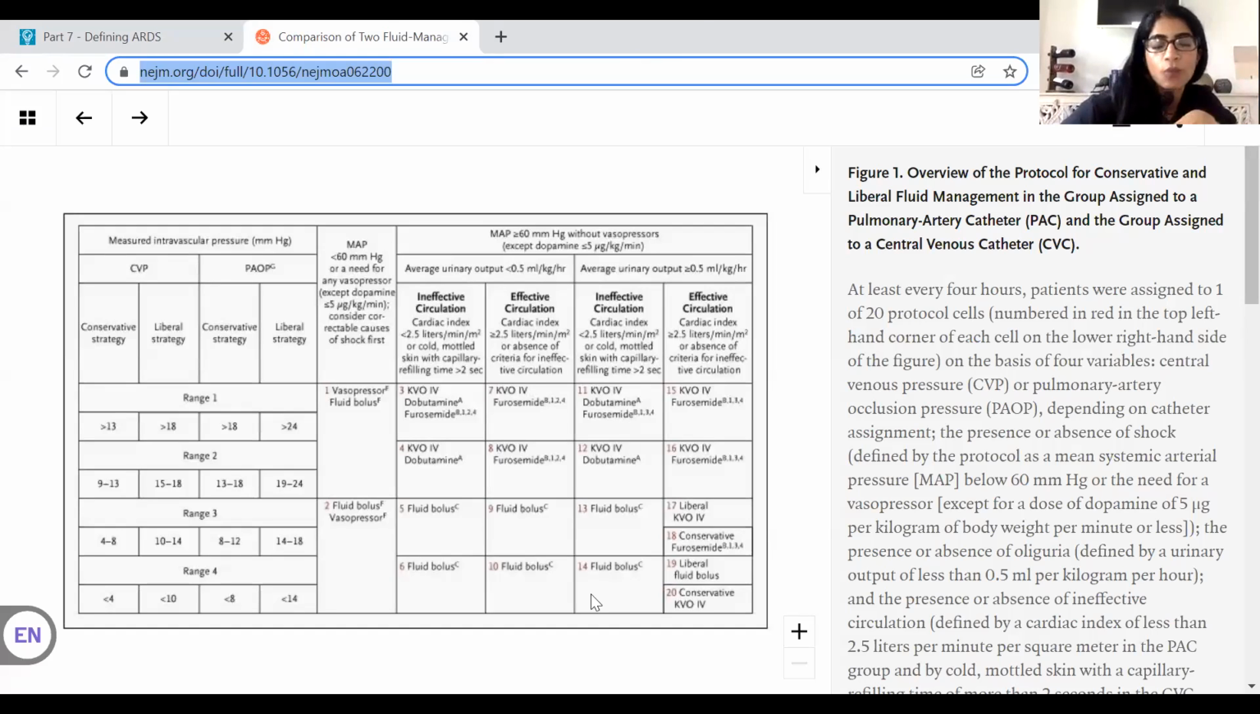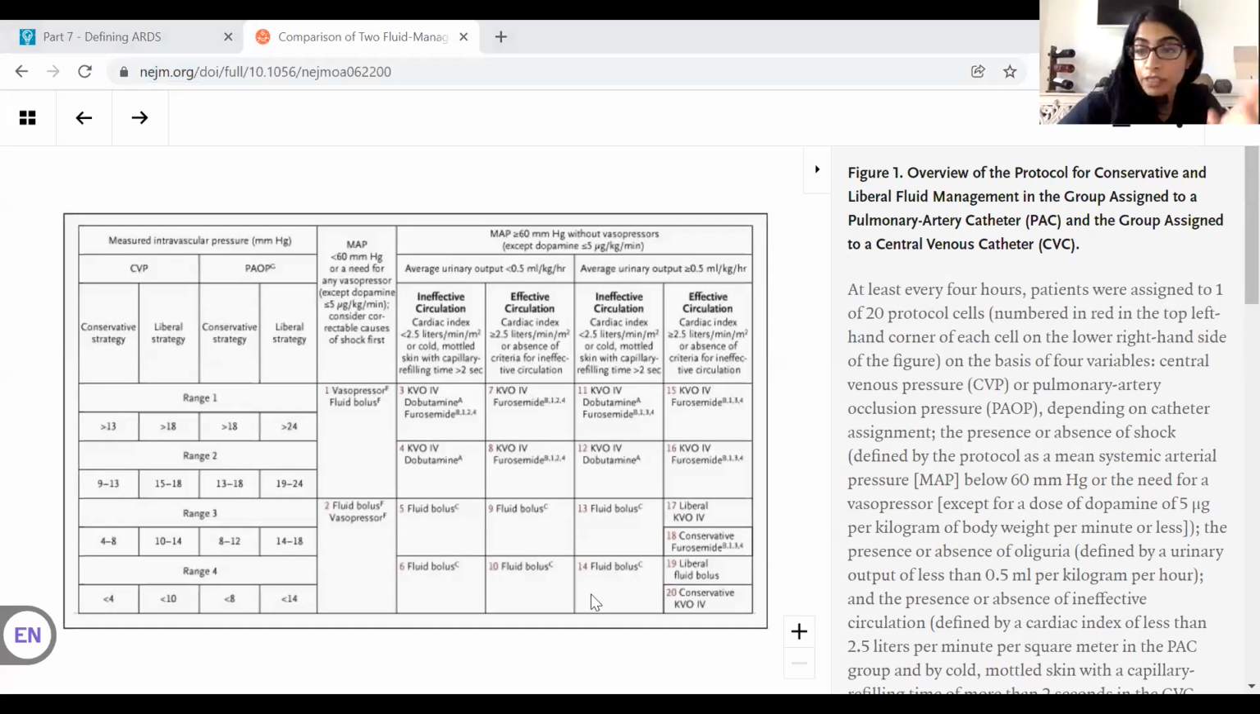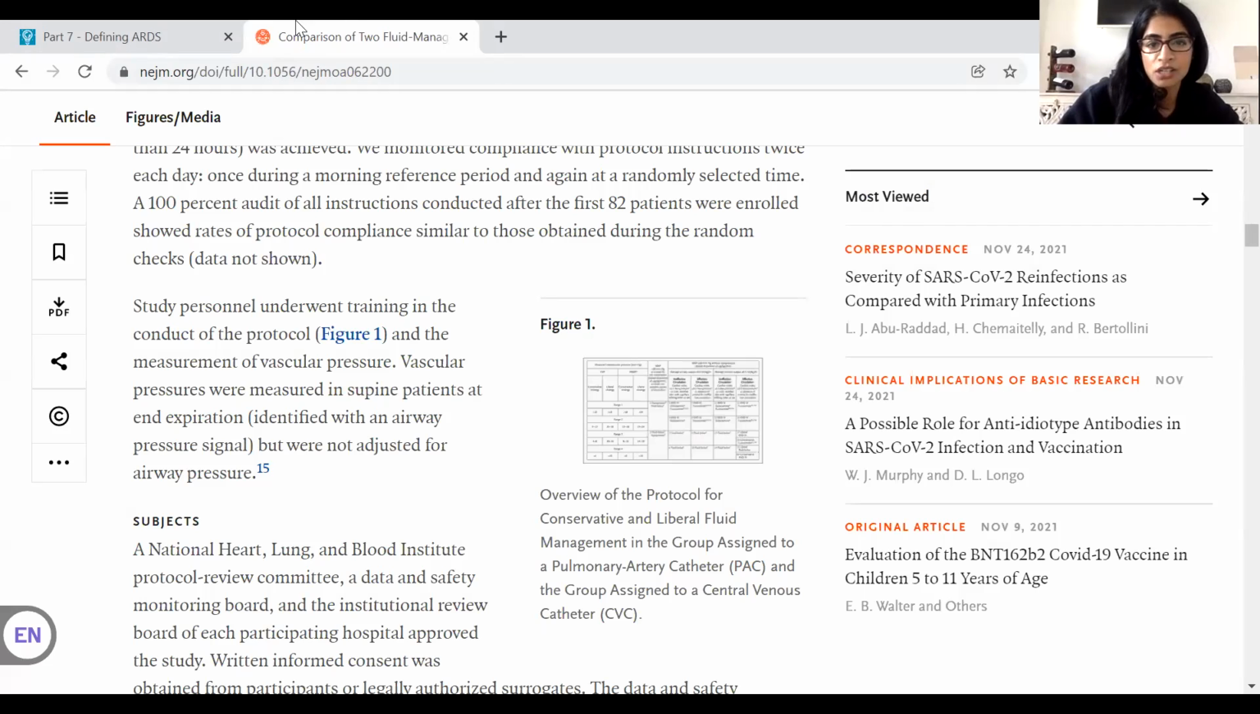So what they looked at was central venous pressures, and there were different algorithms to follow based on whether the patient was randomized to a fluid restrictive strategy or fluid liberal strategy. So it was quite a complex protocol, but essentially the message was that a fluid restrictive strategy is better than liberal fluid. Does anyone have any questions about that?